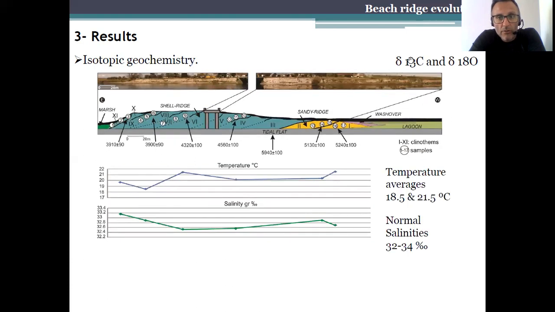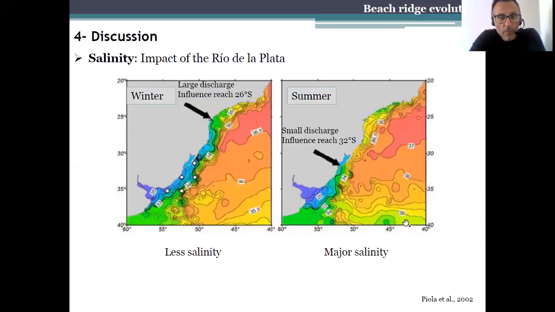With the isotopes of carbon and oxygen, we could interpret the temperature values and the salinity of the water during the deposition of each of the samples. So we have temperatures with an average between 18.5 and 21.5 degrees Celsius. And in general, all the ridge was developed under normal salinities. I will start the discussion with the salinities.